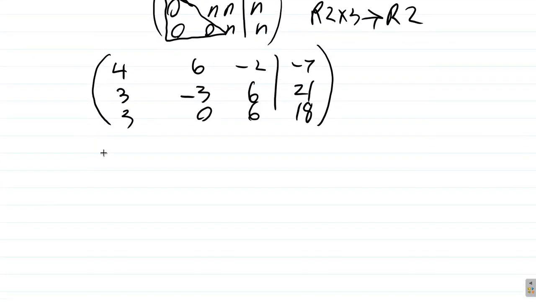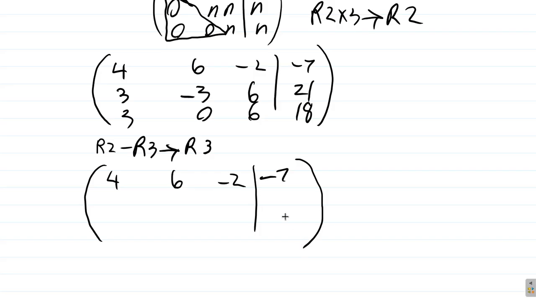Now here we're going to subtract: row 2 minus row 3 gives us one new row 3. So we still have row 1: 4, 6, negative 2, negative 7. Our row 2: 3, negative 3, 6, 21. Now row 2 minus row 3. 3 minus 3 is 0. Negative 3 minus 0 is negative 3. 6 minus 6 is 0. 21 minus 18 is 3. Nice.